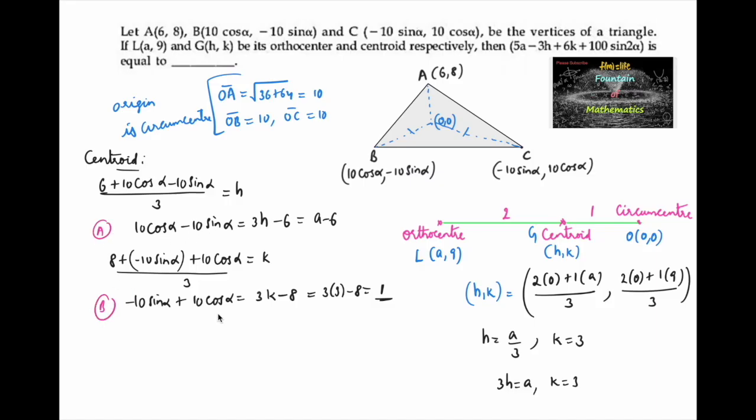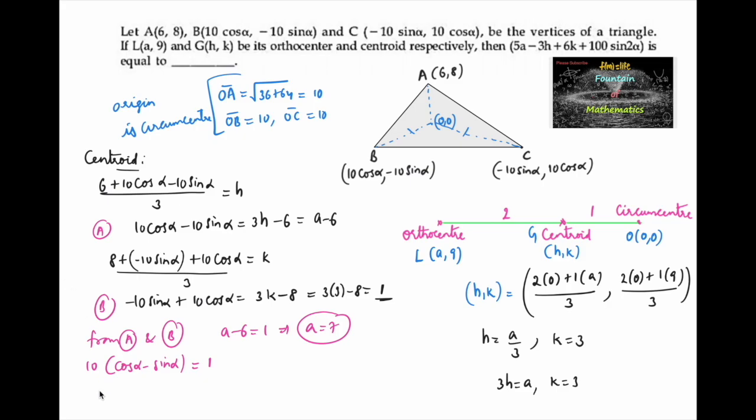So here from A and B, 10 cos alpha minus 10 sin alpha, and here 10 cos alpha minus 10 sin alpha. So therefore we can say from A and B, we can say A minus 6 is equal to 1, which implies A is equal to 7. So we got the value of A is 7. And now to find the value of angle, we have 10 times cos alpha minus sin alpha is equal to 7 minus 6, that is 1.